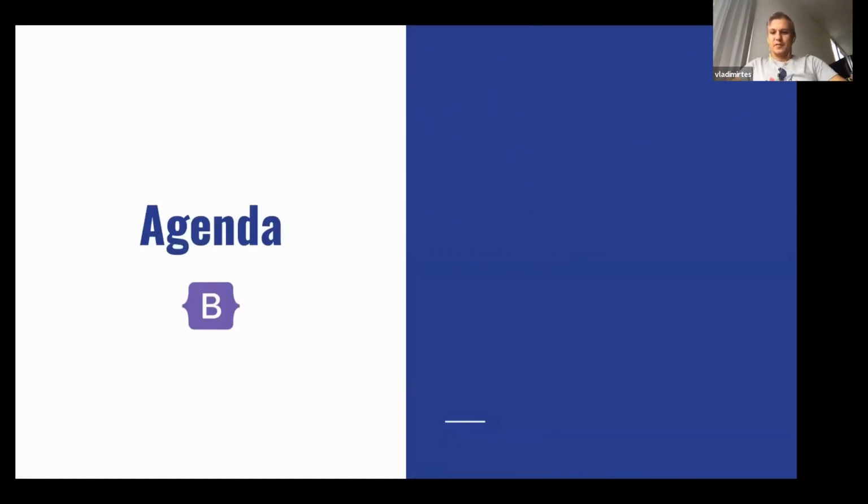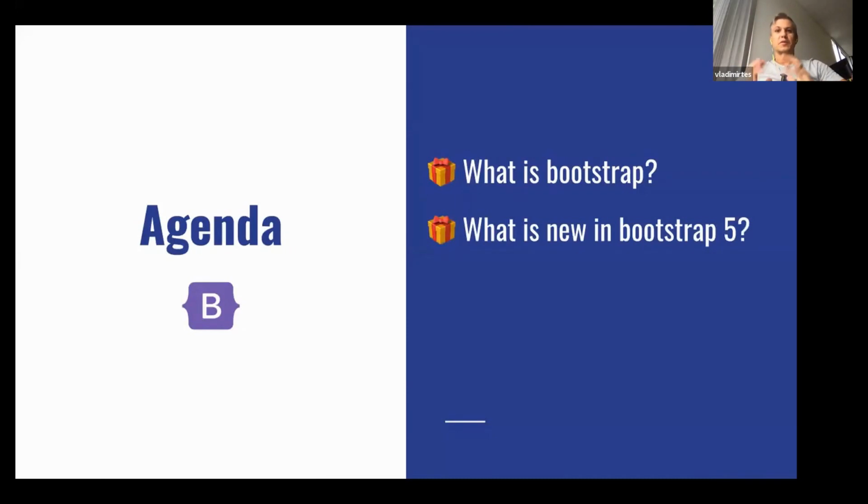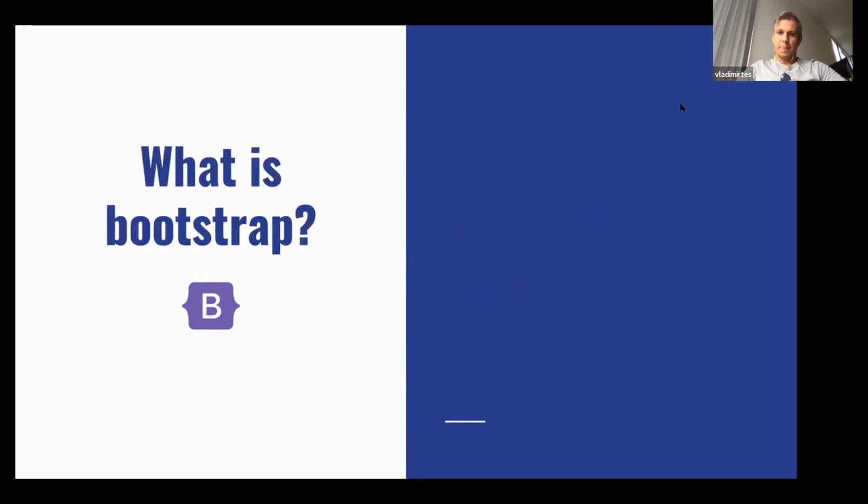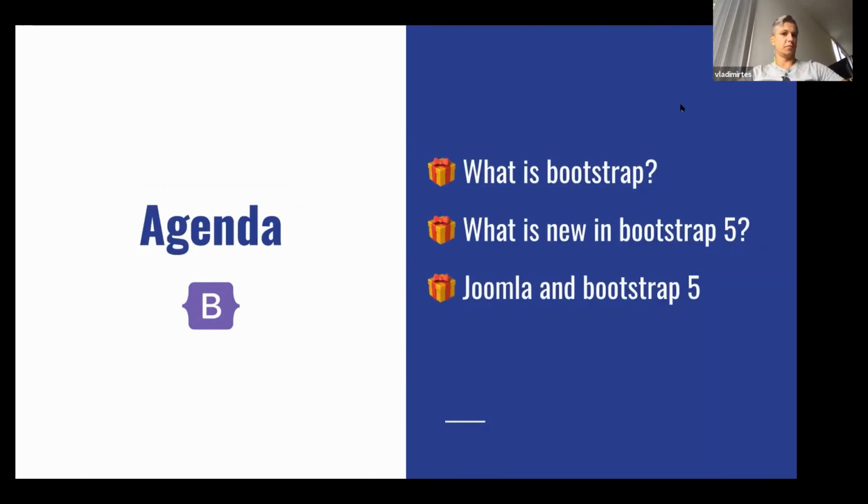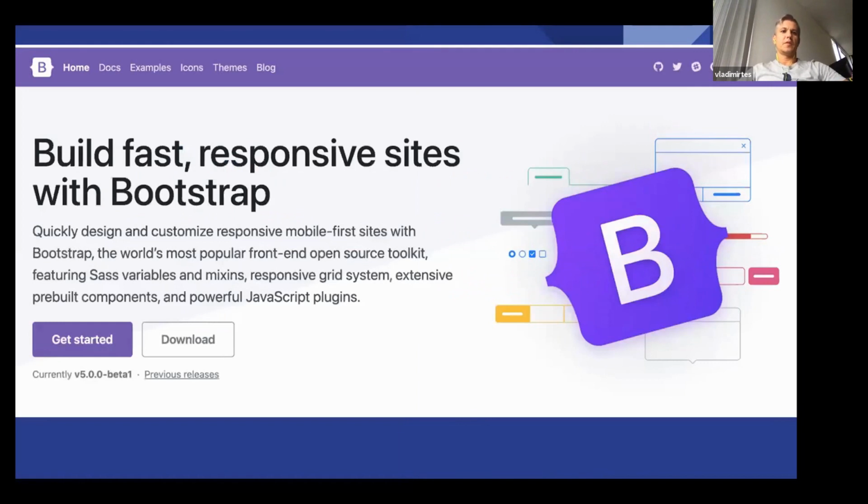Now to Bootstrap. Today we're going to talk about what Bootstrap is, what's new in Bootstrap 5, and we'll talk a bit about Joomla and Bootstrap. So first of all, what is Bootstrap? If you go on the homepage of getbootstrap.com, it says build fast responsive sites with Bootstrap. In a nutshell, it's a collection of CSS and JavaScript files that allows you to do rapid prototyping and quickly build web pages. In fact, it's one of the most used CSS JavaScript frameworks in the world.